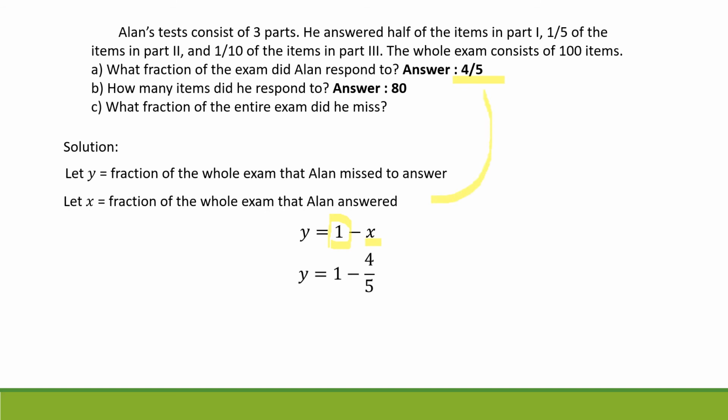So, ima-minus lamang natin. Y is equal to 1 minus 4 over 5. So, i-change natin tong 1 into fraction. Magkakaroon tayo ng Y is equal to 5 over 5 minus 4 over 5. And our final answer will be Y is equal to 1/5.